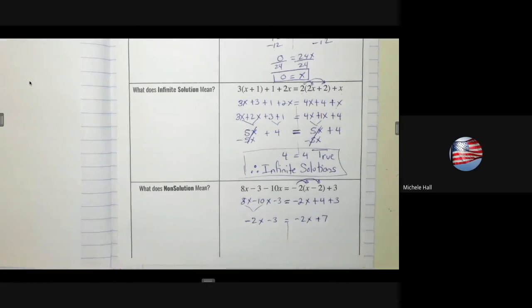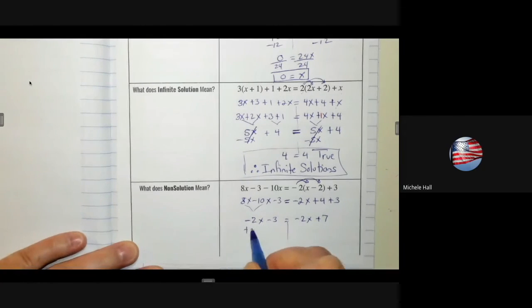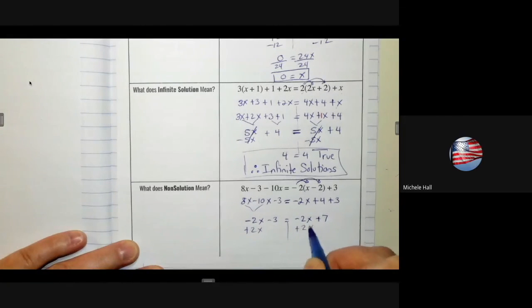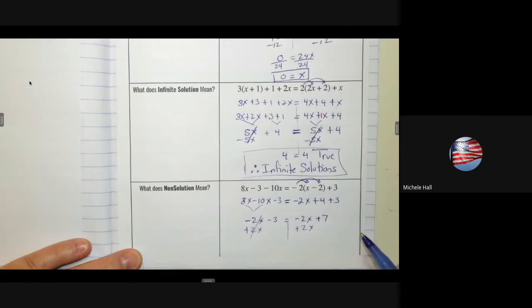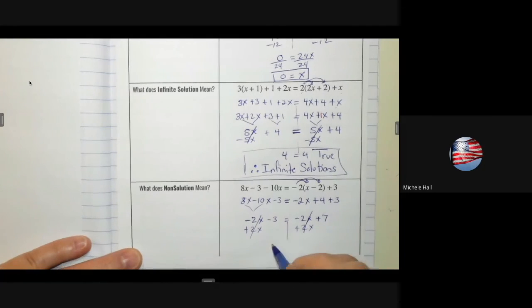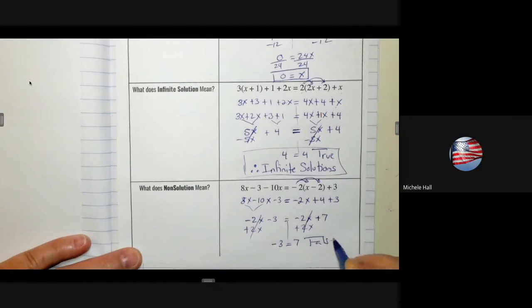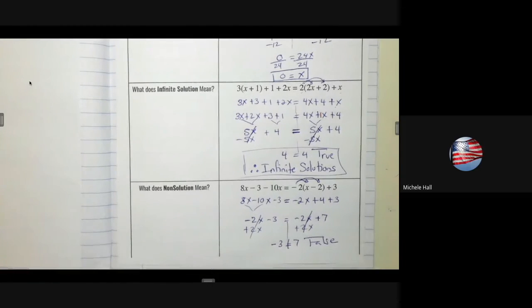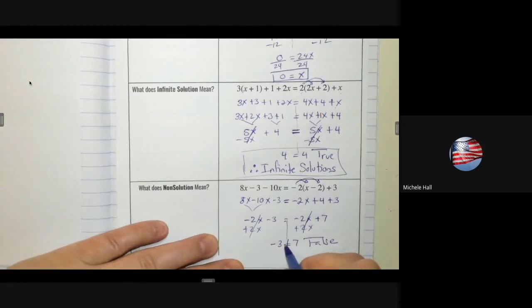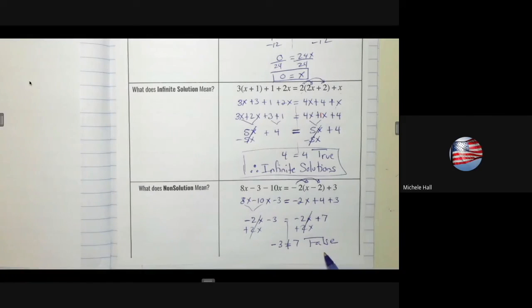Now I would like to shift my x's to be on the same side. Going to add 2x, and we see that negative 2x and 2x are canceling. Same thing here. We get a statement that says negative 3 equals 7. That's false. That is not true. Negative 3 does not equal 7. When you get a false statement, that is when it will be no solution. Therefore, no solution.